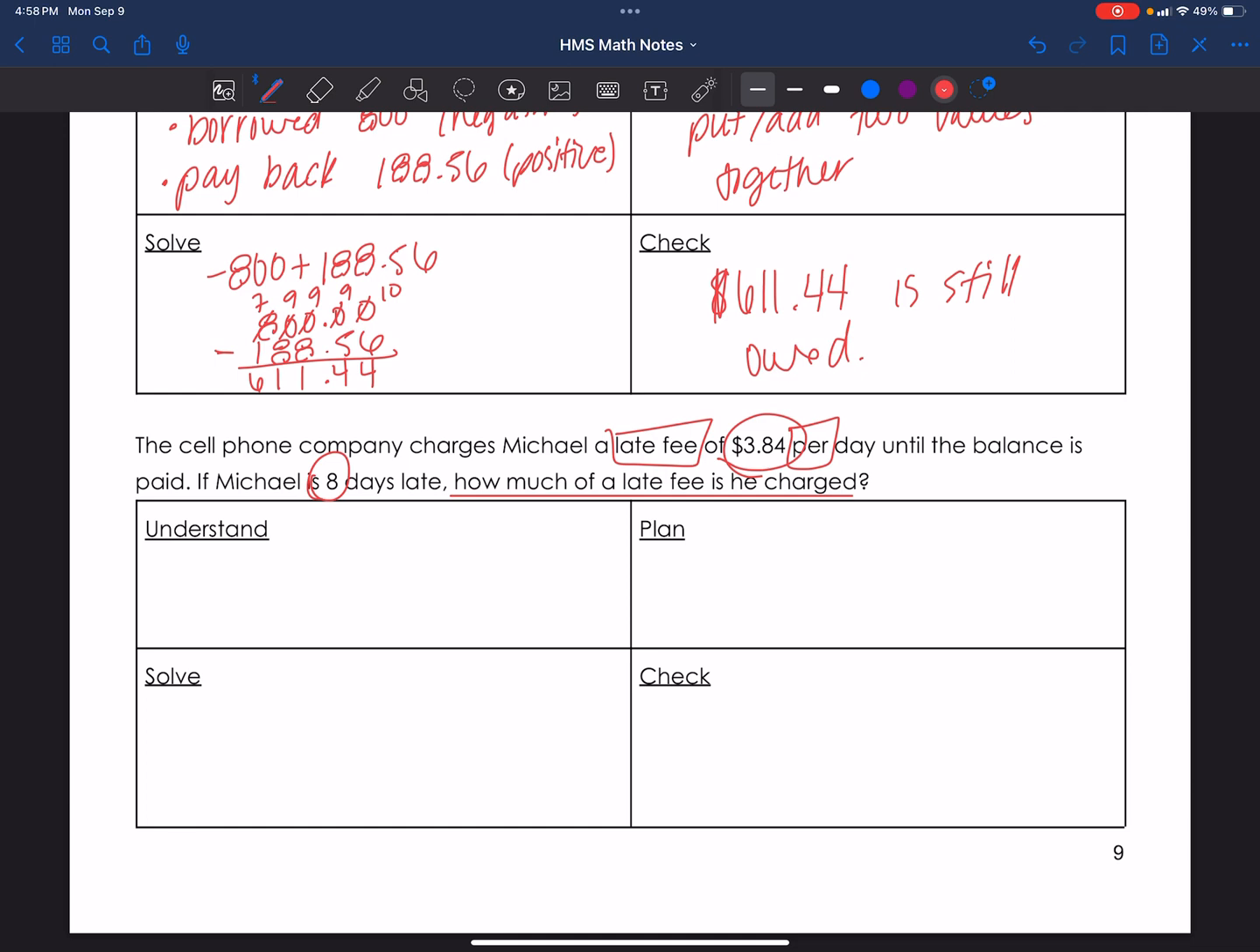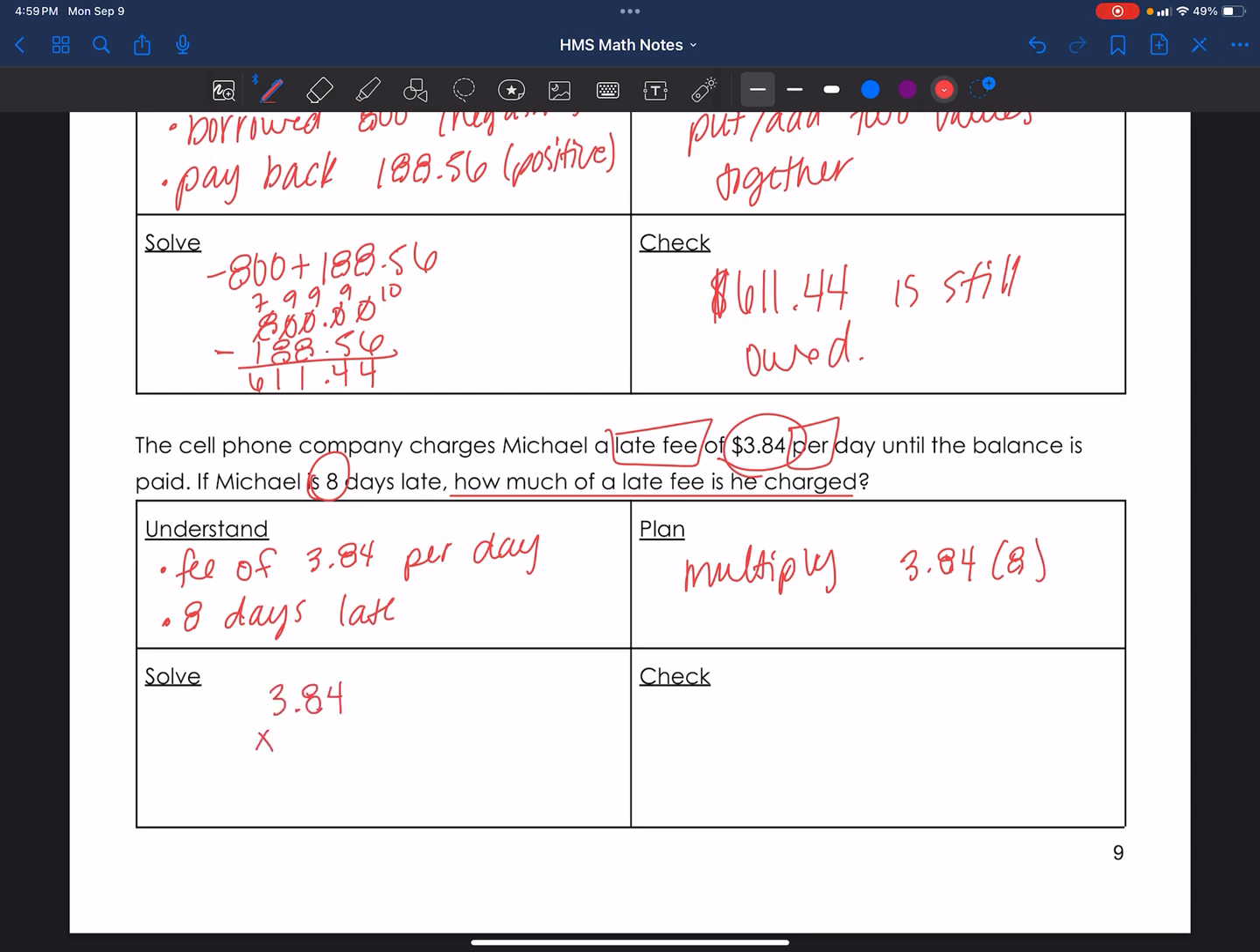So what do we understand? We know that it's a fee of $3.84 per day, and we know that it is 8 days late. So my plan is, well, per means to multiply, or I can repeatedly add this 8 times, but I feel like that is just a lot of work when I can just multiply. So let's multiply the 384 and the 8.